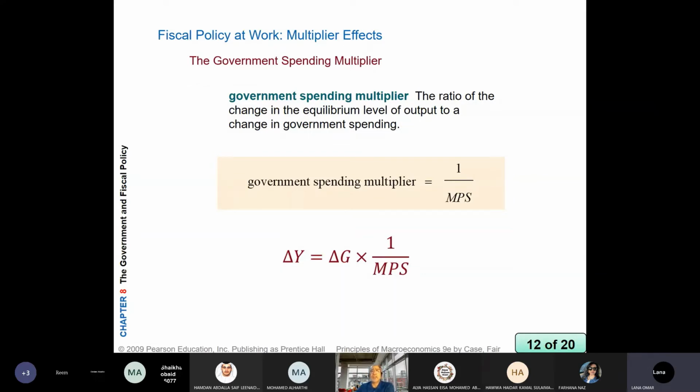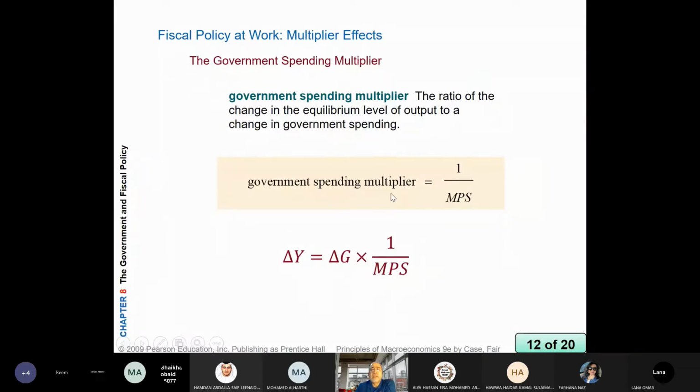Okay, so what is the government spending multiplier? It is the increase in equilibrium level of output due to an increase in government spending, and it equals 1 divided by MPS. It is the same as the multiplier due to a change in one of the exogenous variables we studied in chapter 7. In chapter 7, we derived the multiplier in general.